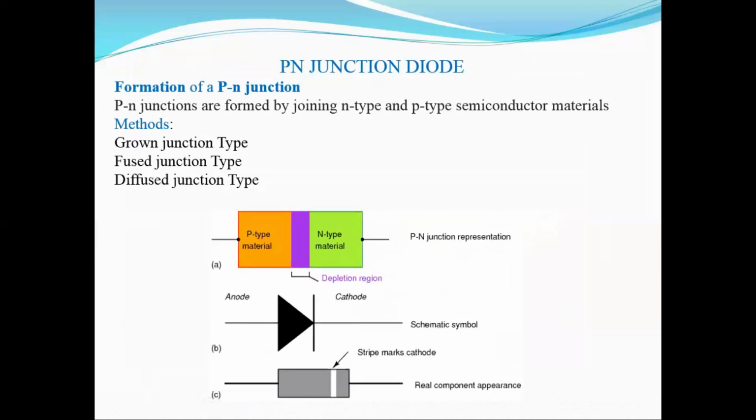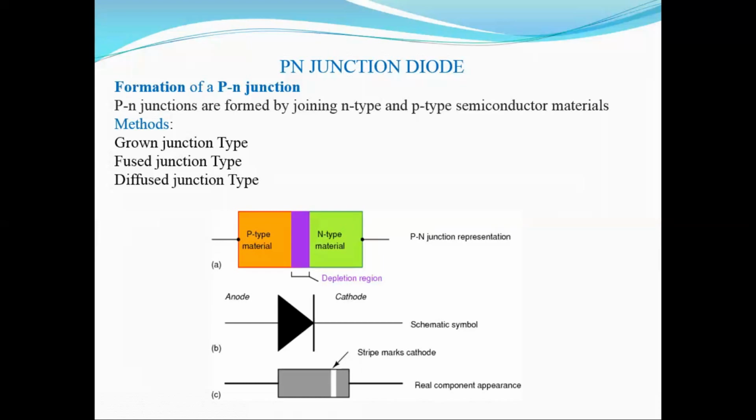Now coming to the formation of a p-n junction diode, we have different methods: the grown junction type, the fused junction type, and the diffused junction type. In the grown junction type, an extrinsic semiconductor is grown from the melt, and in the middle of the process impurities of the opposite kind are added to the melt so that the opposite type of crystal grows further. In the fused junction type, a p-type and an n-type material are kept in contact and fused together by heating to a very high temperature.